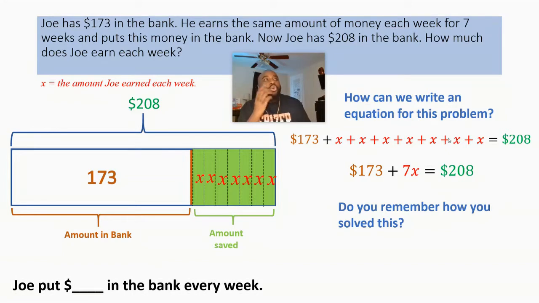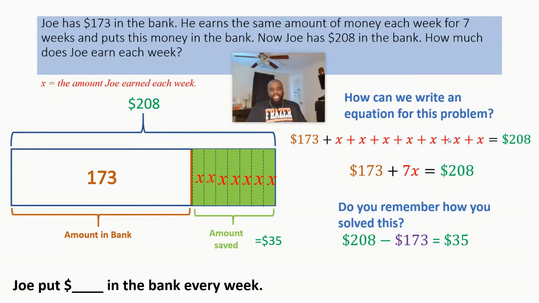First things first, we need to realize that we're going to do 208 minus 173, which will give us what? $35. Now, why do you think we're doing 208 minus 173? Well, remember, at the end, we ended up with $208. He started out with 173. So to figure out what was in between, we had to subtract 173 from 208 to see what was left, and that was $35. Then we took that $35, and what do you think we do next?